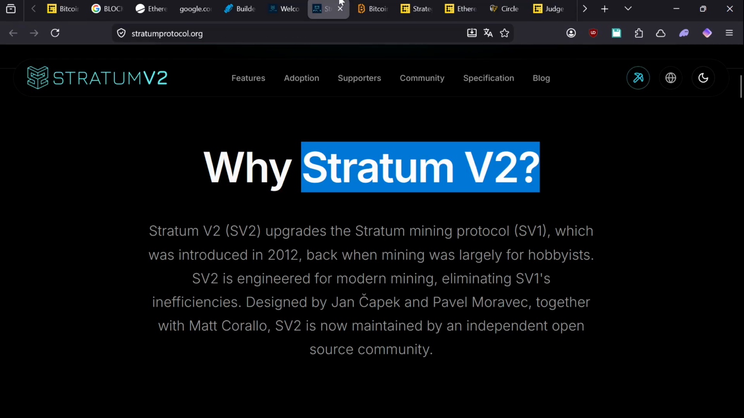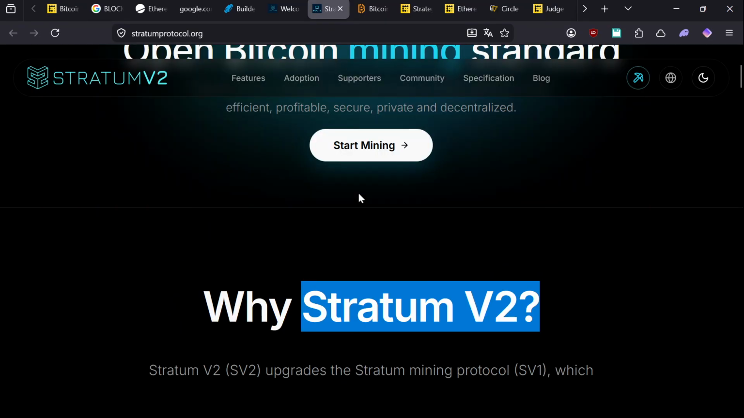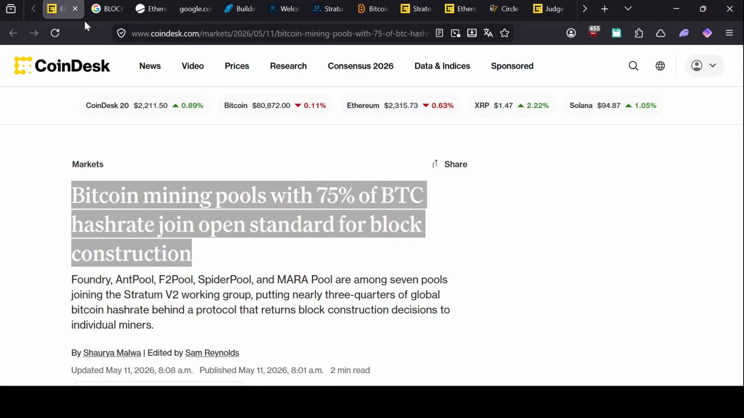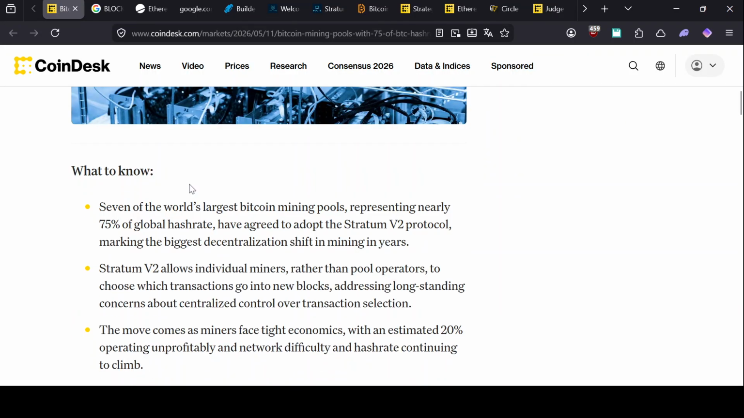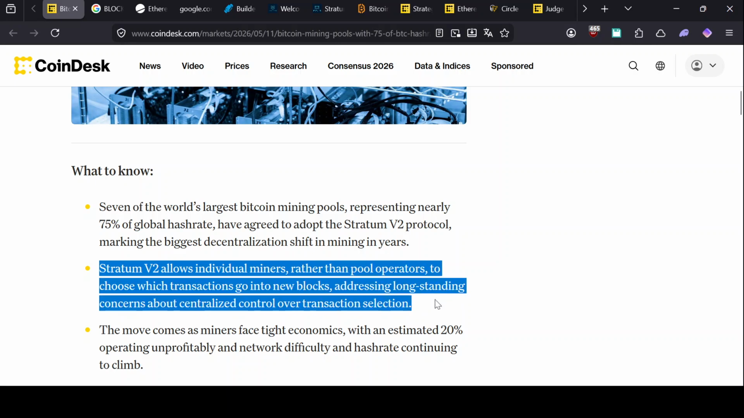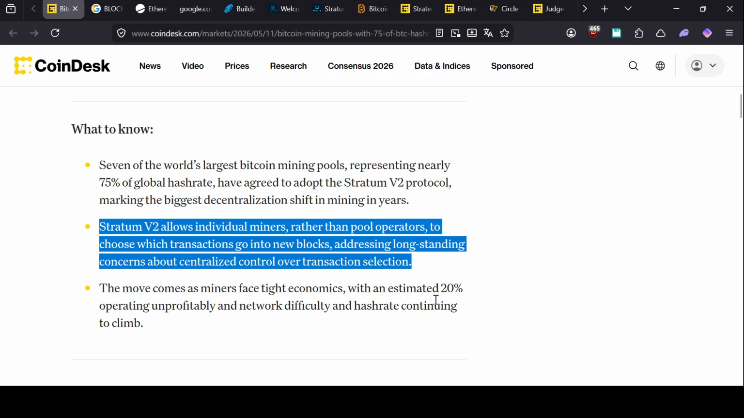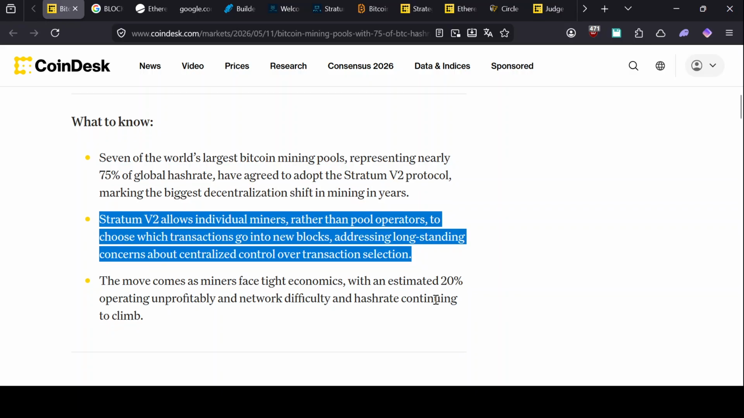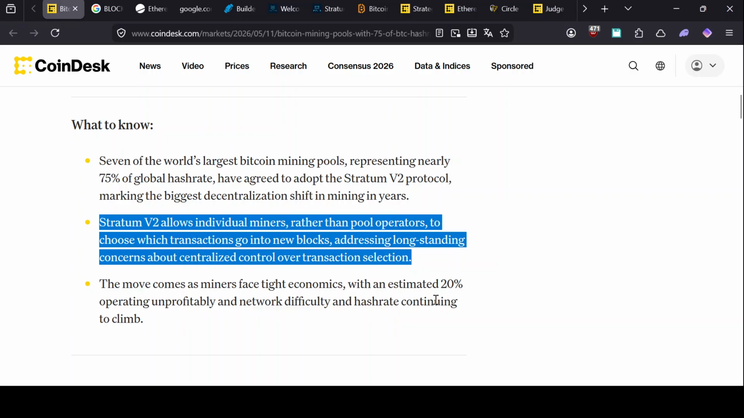Stratum V2 allows the choice of which transactions are included in a block to be delegated not to the mining pool, but to the individual miners connected to that pool. In other words, miners will be able to choose whether or not to include a given transaction. So it will no longer be Foundry, AntPool, and others deciding whether a specific transaction has the right to be included in a block. It will be the individual miner. And that solves a major risk. Not really a security risk in the strict sense, but a decentralization issue, a censorship resistance issue for Bitcoin transactions. And honestly, this is excellent news.